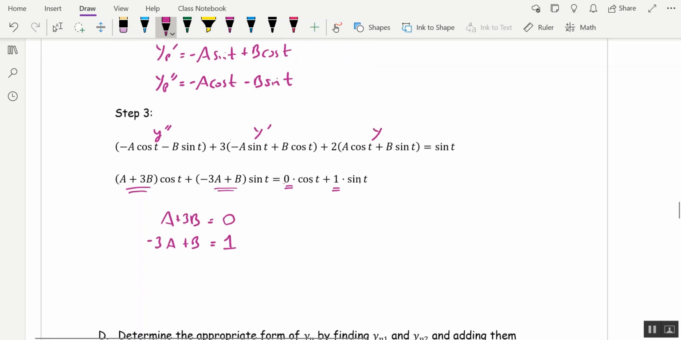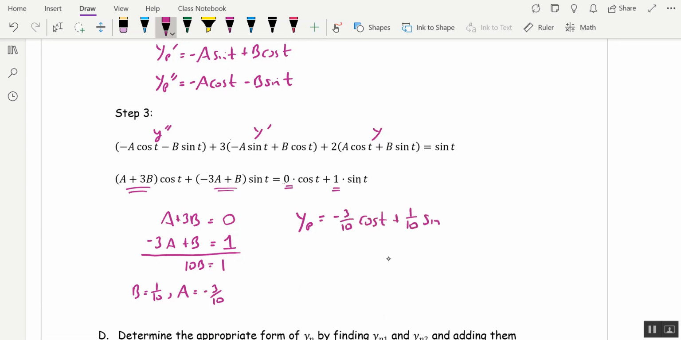2 equations, 2 unknowns. I'm going to do the elimination method. I'm going to multiply the top equation by 3 and add it to the second equation to get 10b is 1. So now I know that b is 1/10, and then plugging that into the first equation, I'm going to get a is negative 3/10. So my yp is negative 3/10 cosine plus 1/10 sine.